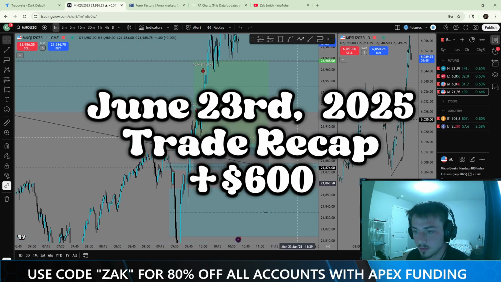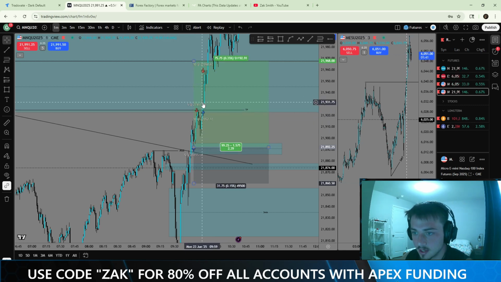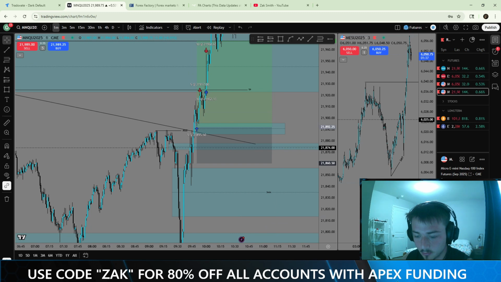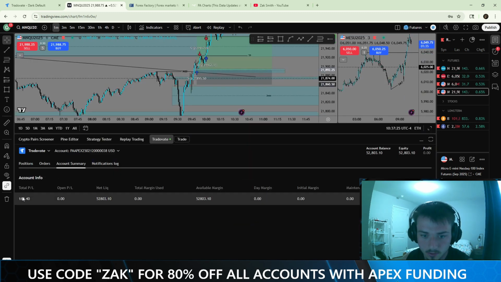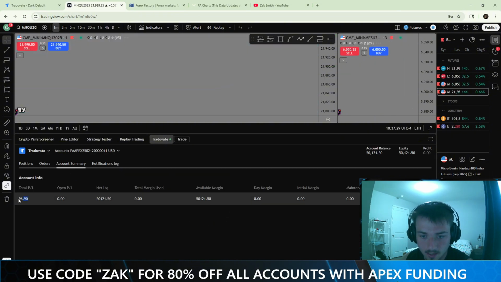It is currently June 23rd at 10:30 a.m. We took one trade today. It was a winning trade. As you can see here, there's two trades here. I'll get into what happened here in a little bit. But we took one trade. We are up on the day 160 on this account, 100 on this account, and 96 on this account.